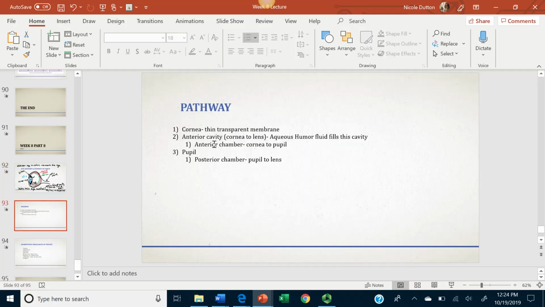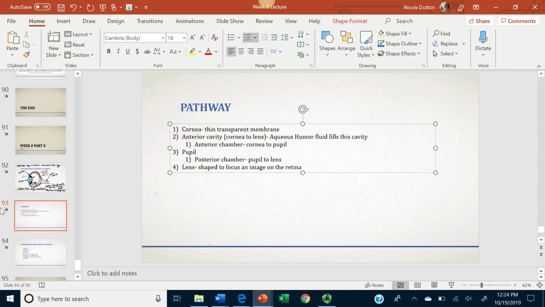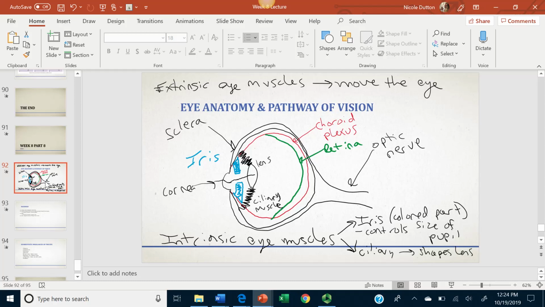So anyways, we're continuing on our pathway of vision here. And the next step along the way is the lens. And the lens is shaped to focus an image on the retina. So the ciliary muscle will shape the lens in order to focus the image on the retina. And it will make it more steep or less steep in order to look at things that are closer or farther away.